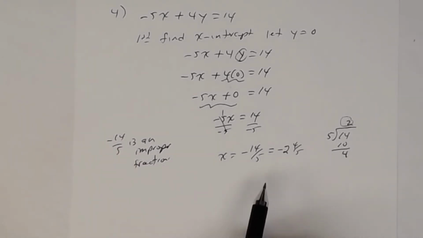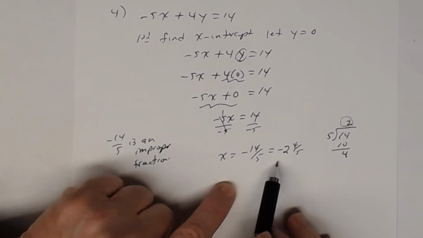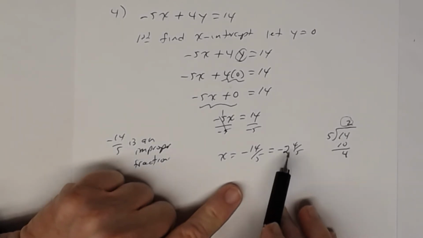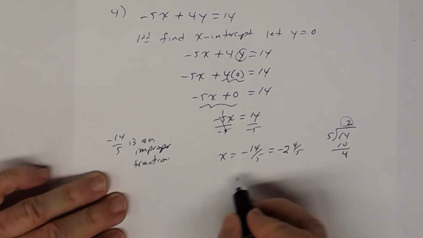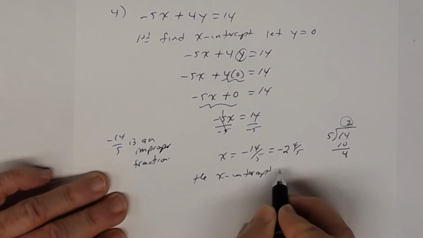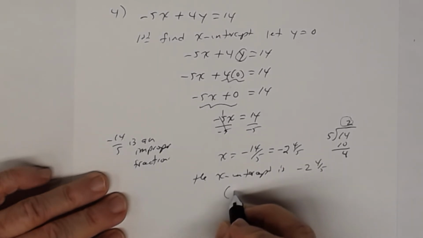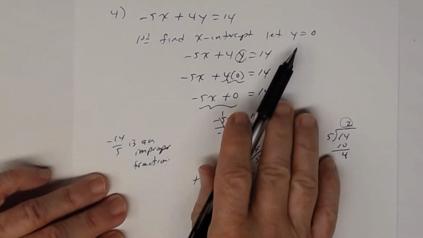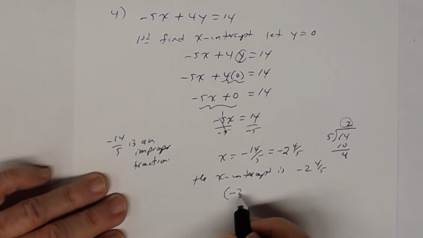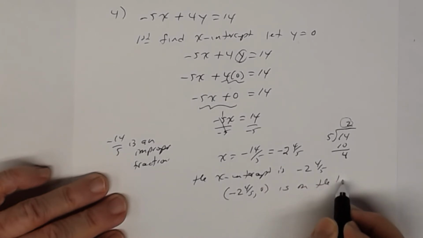All right? Now you may say, well, how do you graph that? Well, it's not that difficult. It's fairly simple. But let's go ahead and write this as an ordered pair. So there's your x-intercept, right? The x-intercept is negative 2 and 4 fifths, which means the point, remember this is x, this is y, negative 2 and 4 fifths, comma 0, is on the line.